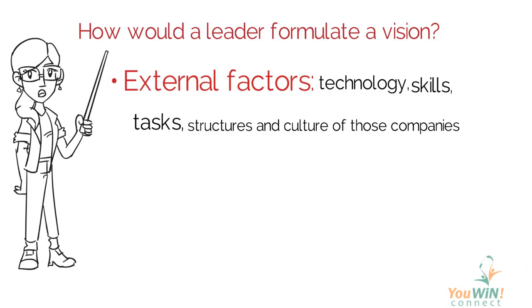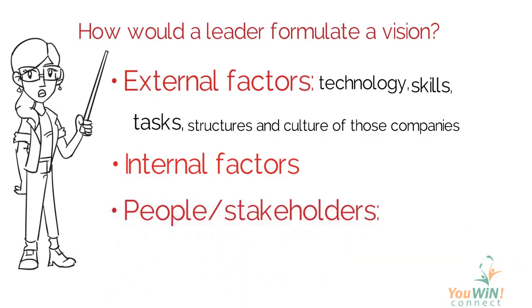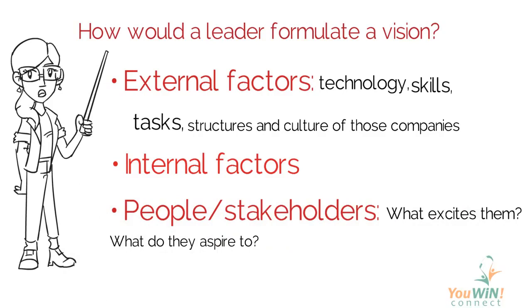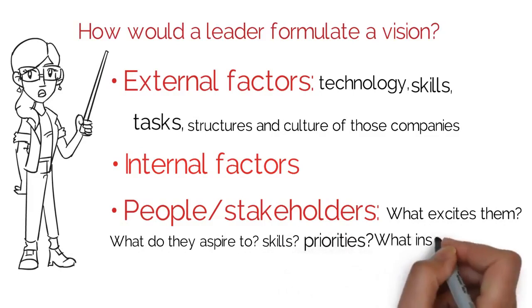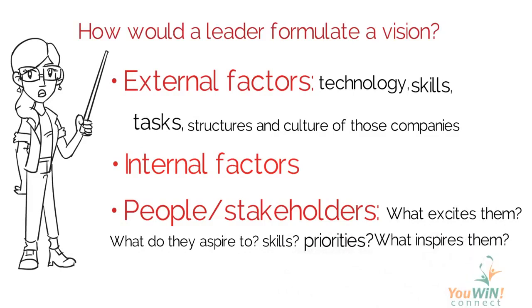Other factors to take into account are the internal factors. Internal factors include changes currently happening in the company culture and the resources needed. The third factor to consider are the people and stakeholders. You need to find out what excites them, what they aspire to, what their skills are, and what their goals are. Even the leaders: what are their values, what are their priorities, and what also inspires them. The outcome of all of this is the vision for change.